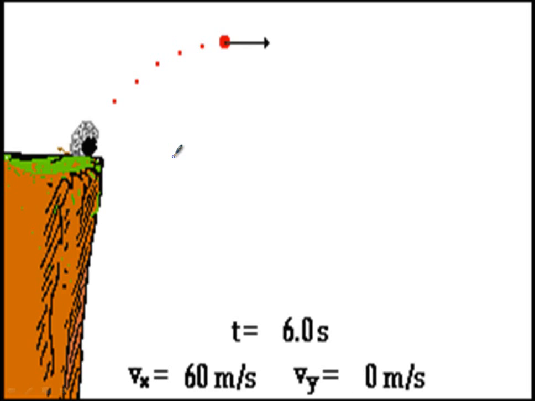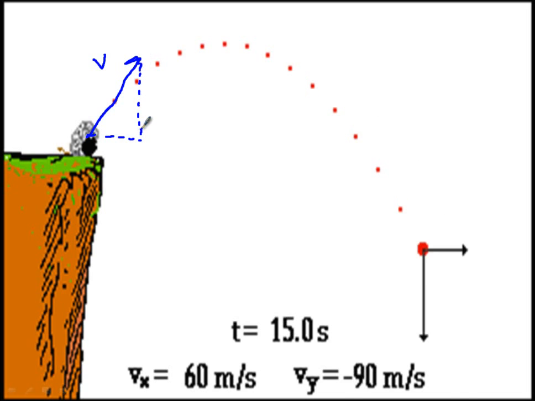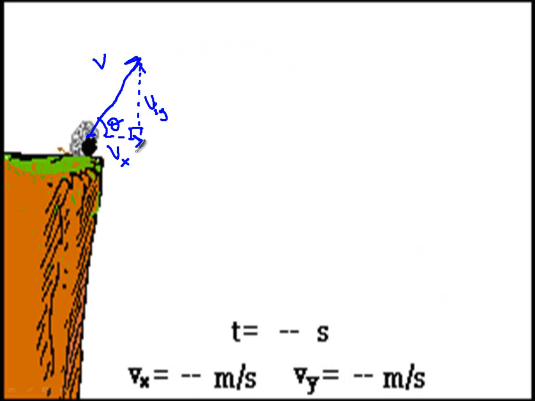You can also have a projectile that is launched at an angle. See, this guy is initially launched with a velocity in this direction. What do we do with things at angles? We break them into their components. So this guy, there'd be an angle in here. It's going to have an x component of velocity and a y component of velocity. Now these components are going to be the initial components.